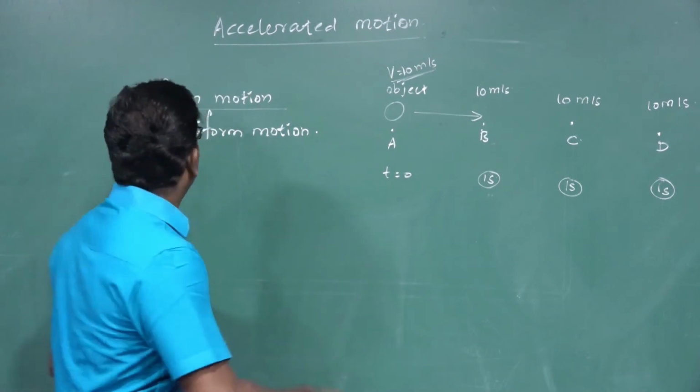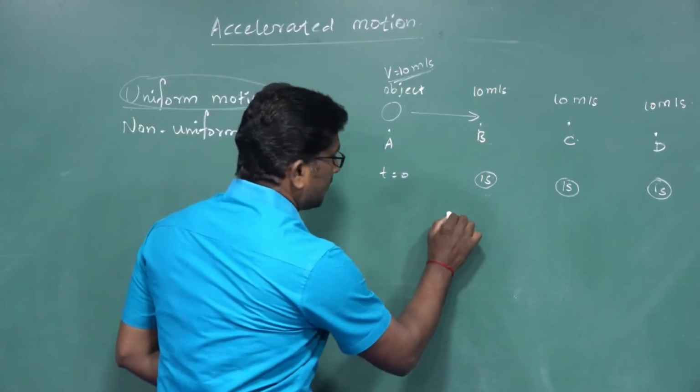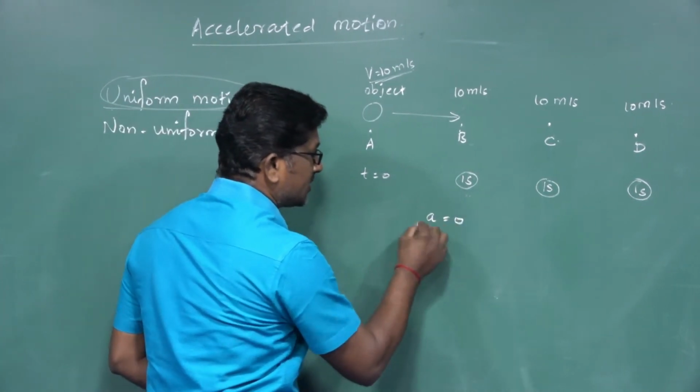For uniform motion, the acceleration of the particle is 0.